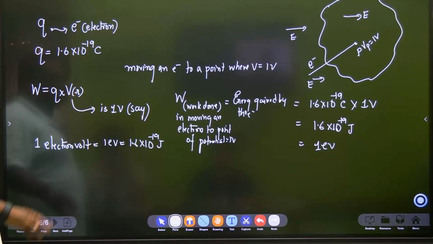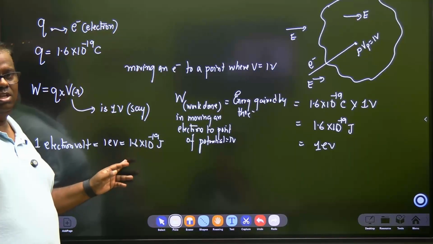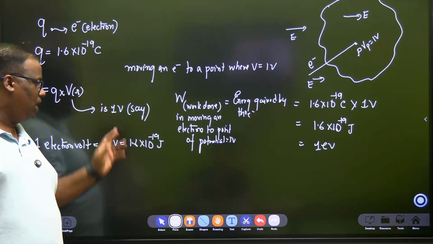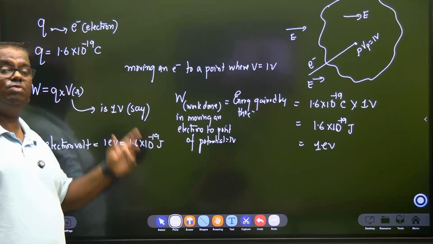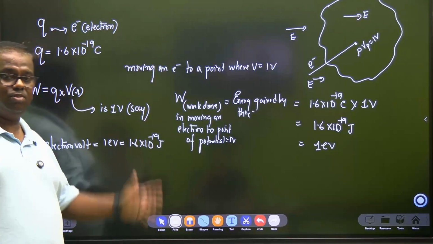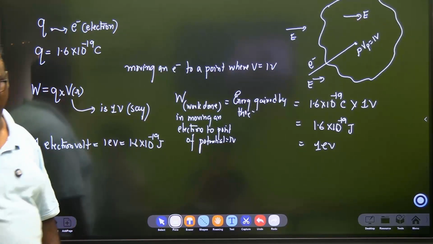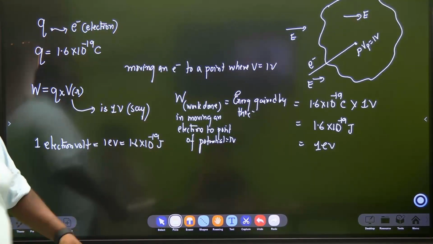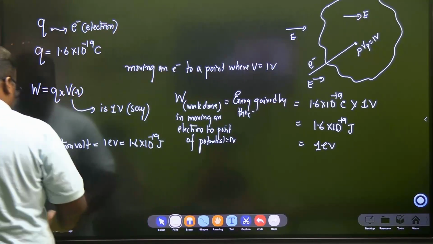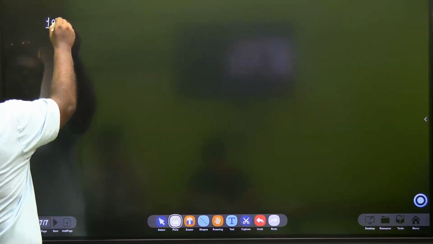So they can use words like tera eV, mega eV, right? Kilo eV. So 10 to the power 3 eV is kilo eV. Mega eV is 10 to the power 6 eV. Each eV is 1.6 into 10 to the power minus 19 joule. Now, values we can remember very easily. Come on, let's write them. What is so difficult? You should know 1 eV.